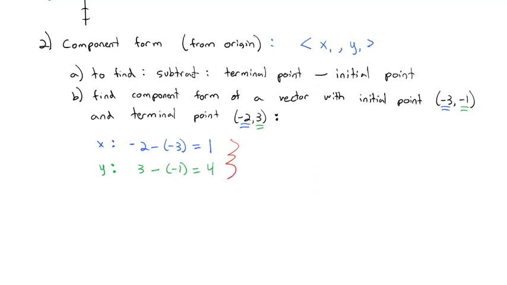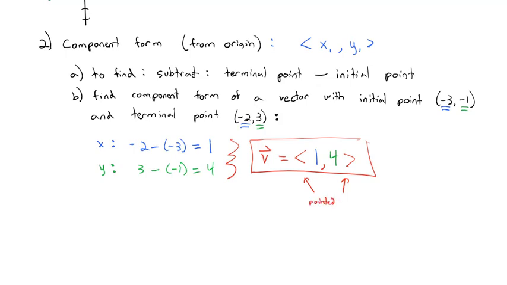And we take the x and y components together to represent our vector v as the x component, comma, the y component. And this is our component form of the vector. Again, I want to make sure I emphasize that we use pointed brackets when talking about a vector. And that vector of 1, 4 tells us that if this vector was centered at the origin, it would go to the point 1, 4 with that same magnitude and direction.